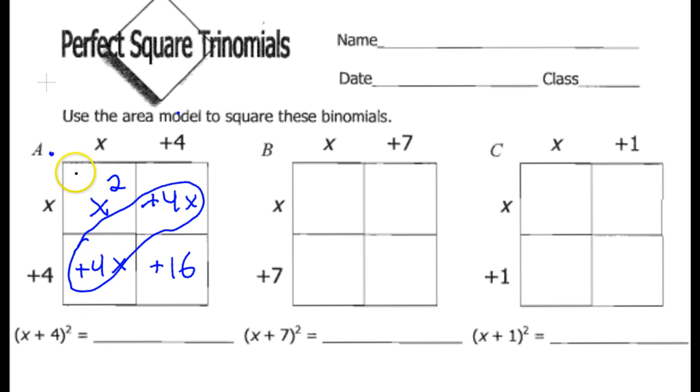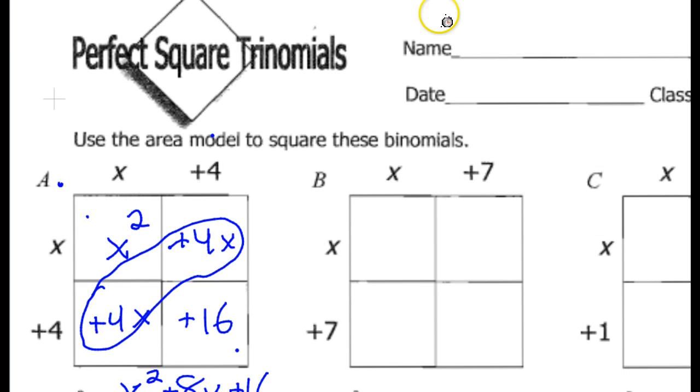So our final answer will always start with this and end with this. So we'll start with x squared, end with plus 16, but in the middle we're going to combine these, and that's going to be 8x. Now here is the takeaway, which really is the most common mistake that we see in this chapter.